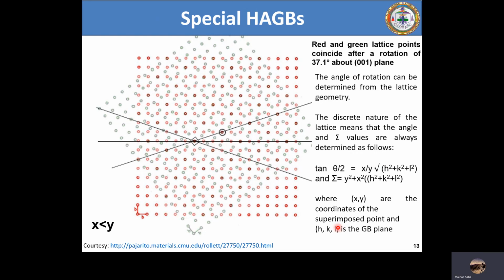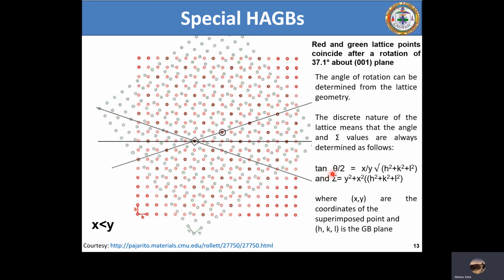But first let us understand why this certain angle, how to compute this angle, and how to know whether this is the plane about which the rotation has to be performed. The angle of rotation can be determined from the lattice geometry, which means the discrete nature of the lattice determines the angle and the sigma values as follows. Theta is the misorientation angle across the CSL boundary.